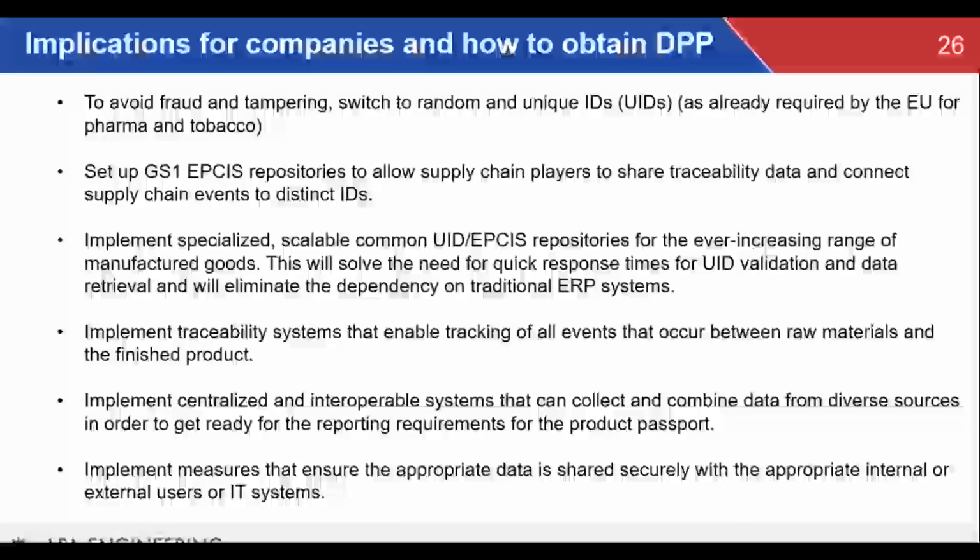Implement traceability systems that enable tracking of all events that occur between raw materials and finished products, and implement centralized and interoperable systems that can collect and combine data from diverse sources in order to get ready for reporting requirements for a product passport. So these are some of the things which companies and businesses can look at, and maybe take advance steps before the regulation is implemented.